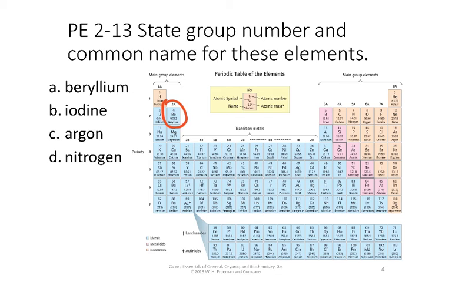So Be is beryllium. Iodine is just simply I, way down here, off to the right. Argon is right here. And nitrogen is N right here. So now that we've found them on the table, we can easily get the group number by looking to the top of the column. And if it has a common name, what is that name?